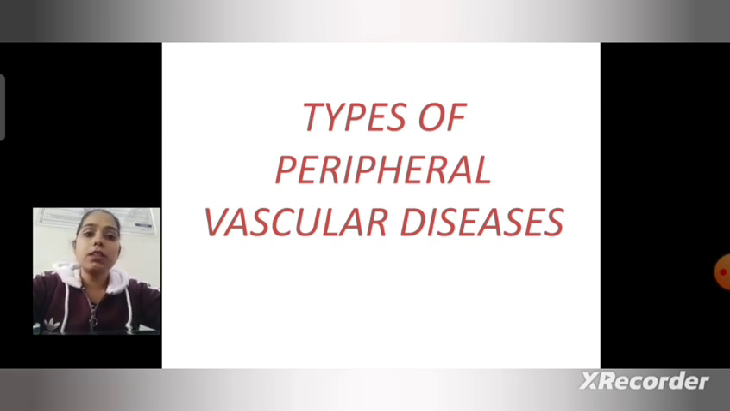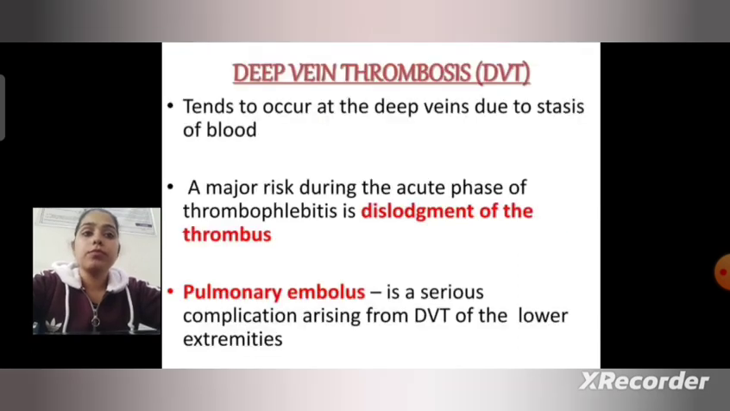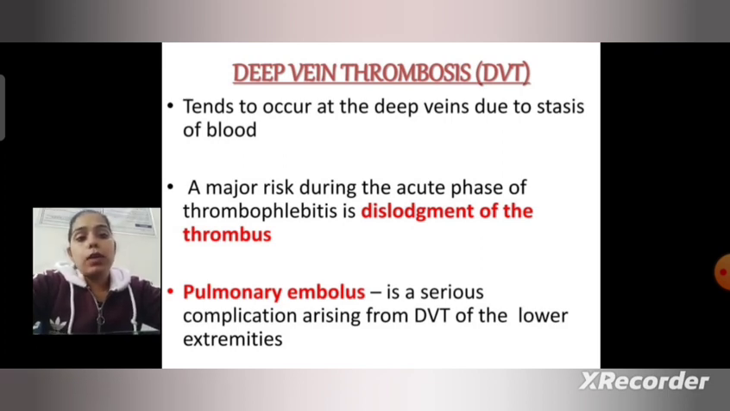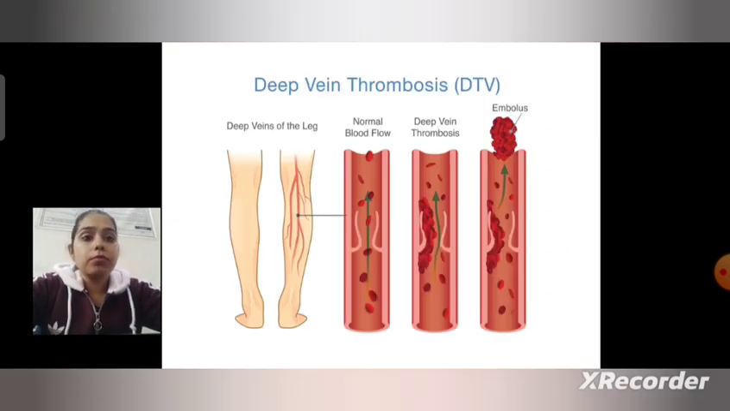In this presentation, we'll talk about the types of peripheral vascular disease. First is deep vein thrombosis, DVT. It tends to occur at the deep veins due to stasis of blood, and the major risk during the acute phase of thrombophlebitis is the dislodgement of the thrombus. Next is pulmonary embolus. It is a serious complication arising from DVT of the lower extremities.